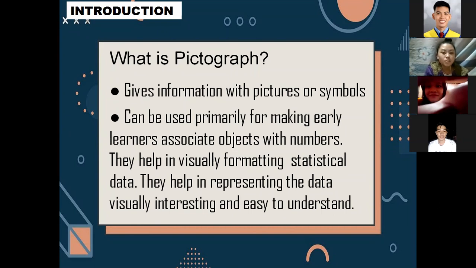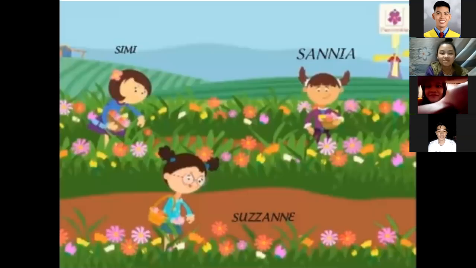They help in visually formatting statistical data. They help in representing the data in a visually interesting and easy to understand way. Of course, especially the young learners can definitely understand what the pictograph is all about. Because as I said a while ago, a pictograph represents pictures or symbols which they can visually see and interpret. Next.